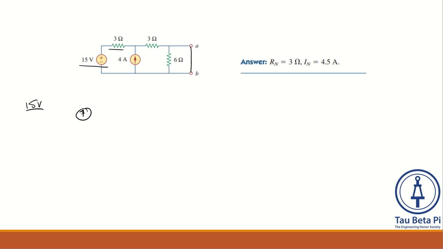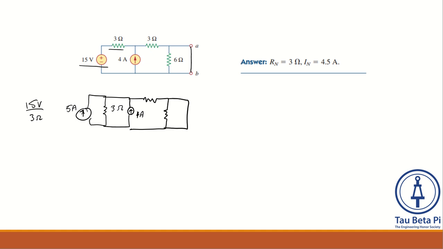a 5 amp current source feeding into our circuit with the 3 ohms now in parallel, and the other parts of our circuit still intact from that source transformation. So our 4 amp current source, our other 3 ohm resistor, our 6 ohm resistor, and then our short from A to B. And we put those values in there.